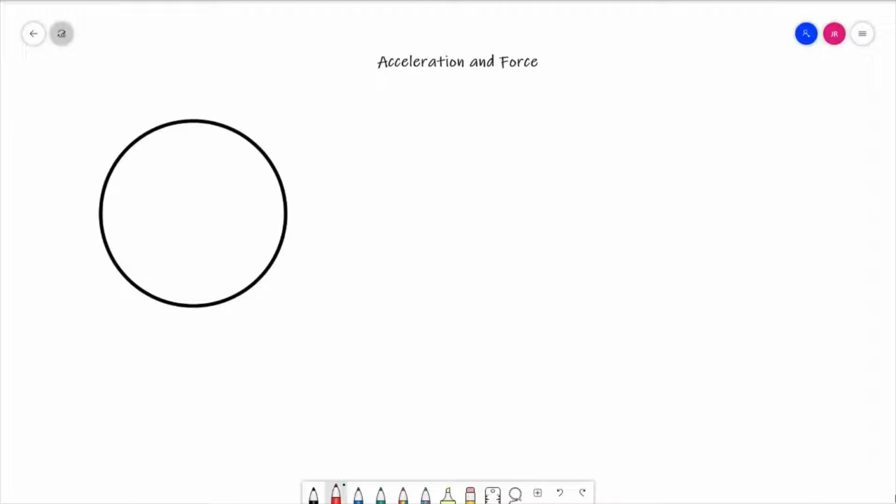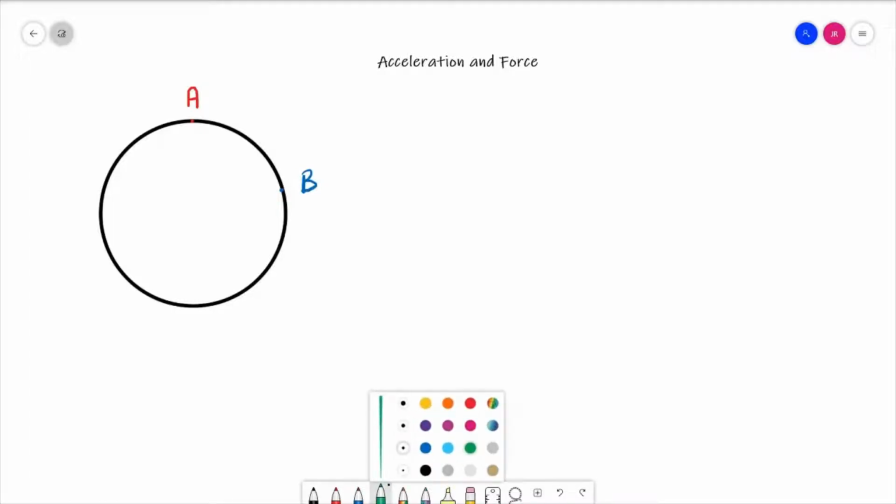So now on to today's lesson. What we're going to do in order to look at acceleration and force that are acting on any object moving in circular motion is we're going to consider an object that starts at a point on the circle. So there's a point that I'm going to label A, and it is going to move around the circle to a different point. I'm just going to choose a random point there and label that B. So our object is moving in a clockwise direction from A to B.